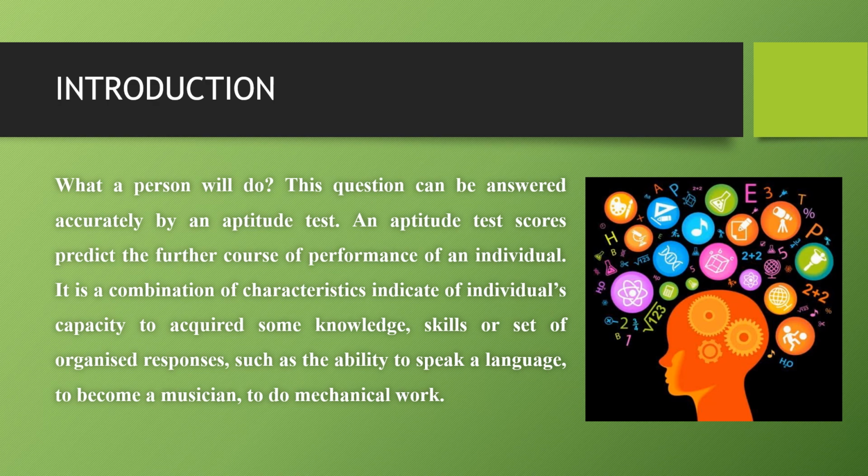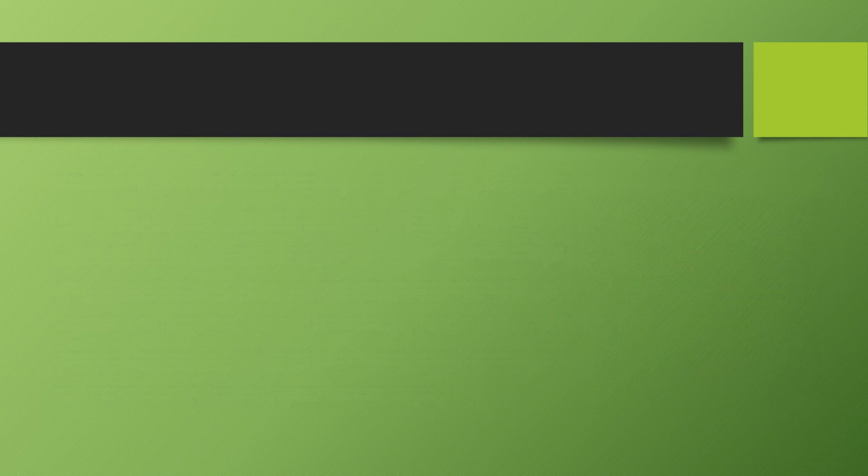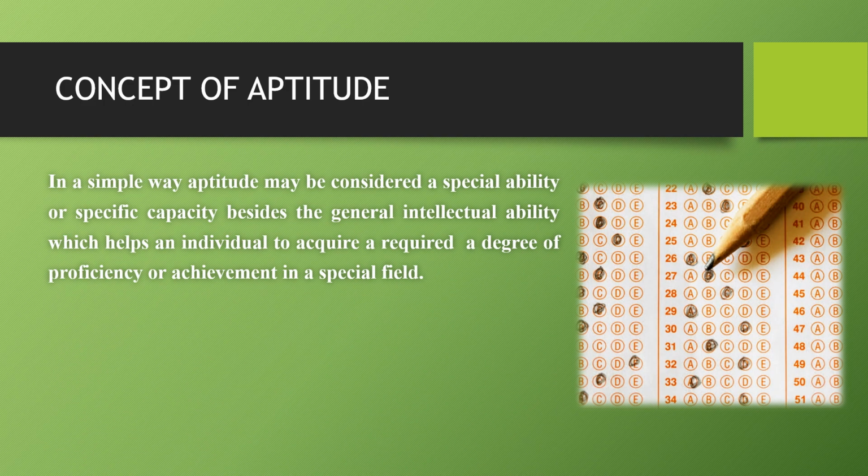Okay, so let us see the concept of aptitude in the next slide. In a simple way, we can consider aptitude to be a special ability or a specific capacity that we have up to a certain level, besides our intellectual ability, which helps an individual to acquire a degree of proficiency or achievement in a special field. For example, I may say that I have a special ability to teach. I can teach far better than my friends, because my friends do not have that ability to teach, and he might be good in mechanical work, so I may not be good in mechanical work. Any person who has special abilities possesses that aptitude.